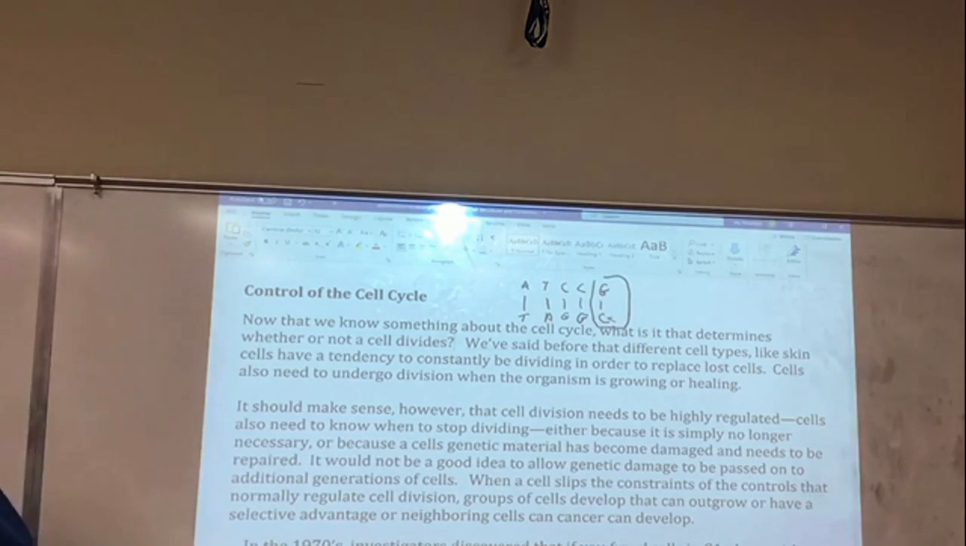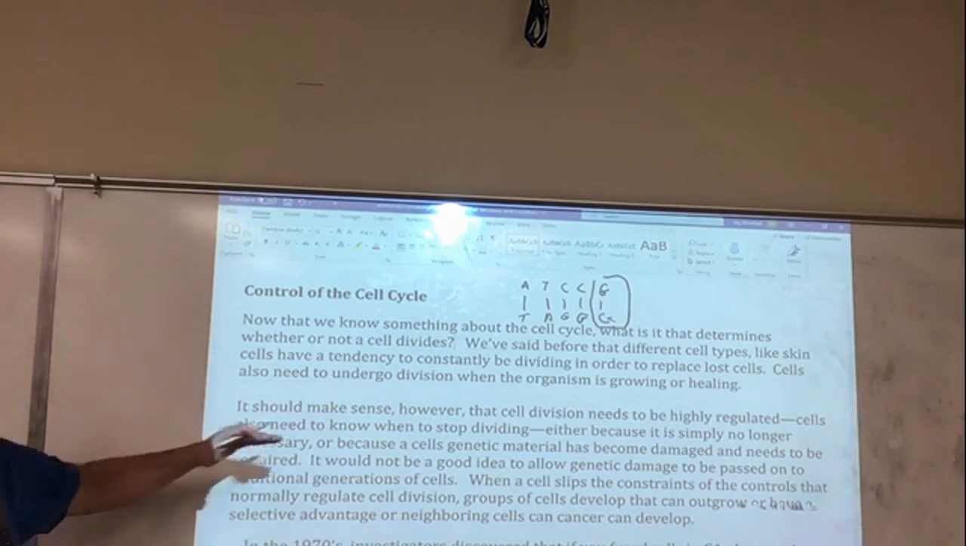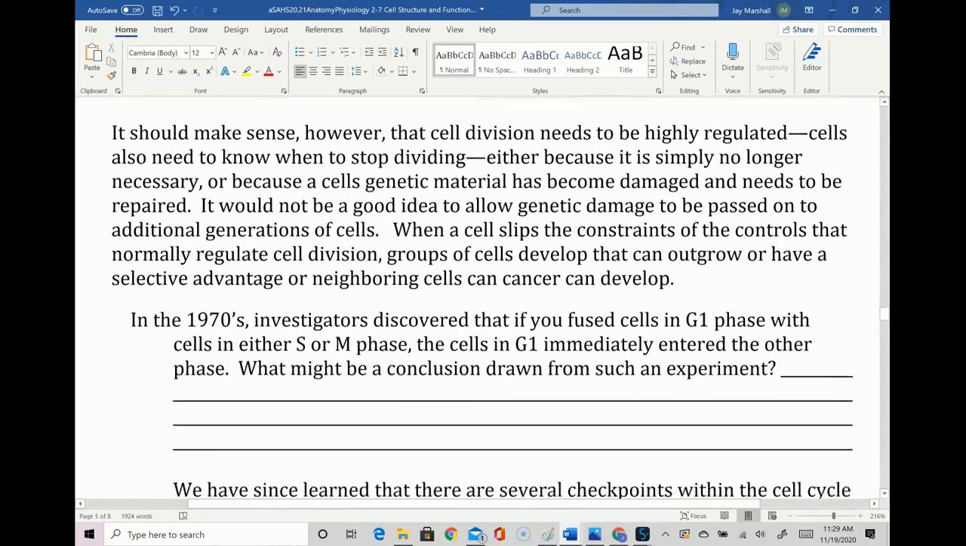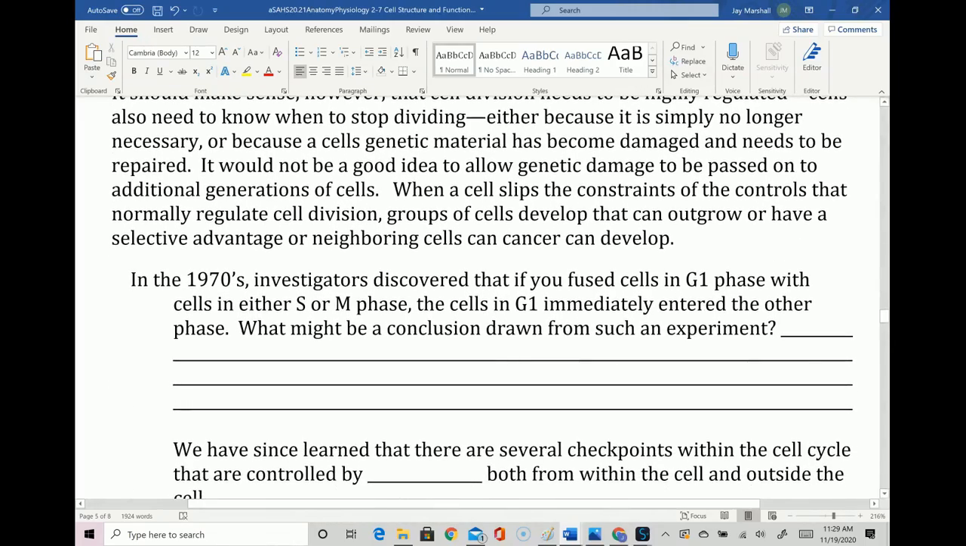The first thing I have to do in order to repair my DNA is stop the cell cycle. Right? I don't want that genetic damage to get passed on or passed on or passed on. I have to stop the cell cycle, so I have to be able to control this. It would not be a good idea to allow genetic damage to be passed on. When a cell slips the constraints of the controls that normally regulate cell division, groups of cells develop that can outgrow or have a selective advantage over neighboring cells, and cancer can develop. So, how does this work?